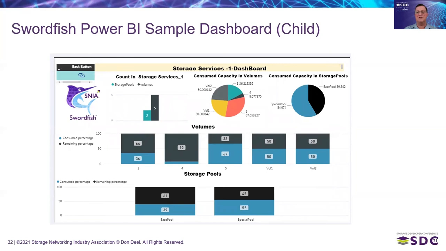This screen capture shows a child dashboard from a running Swordfish Power BI sample dashboard integration. It provides a quick visual picture of the volumes and storage pools provided by the storage service /1 Swordfish storage service. In this case, storage service /1 has 5 volumes and 2 storage pools. The percentage of capacity consumed and remaining is shown for each volume and each storage pool. Clicking on the back button at the top left will take the user back to the Swordfish main dashboard.